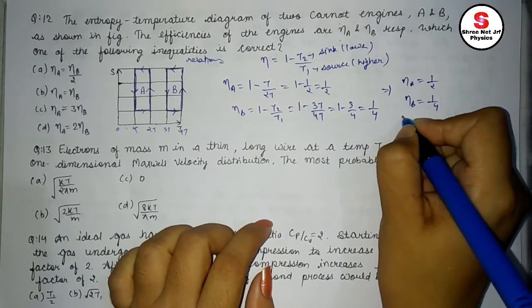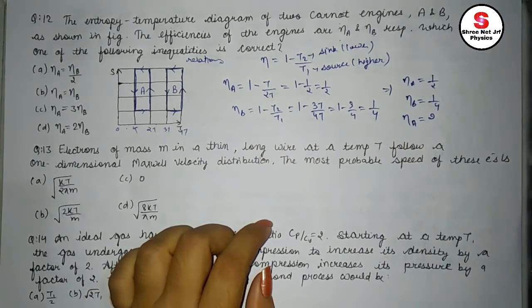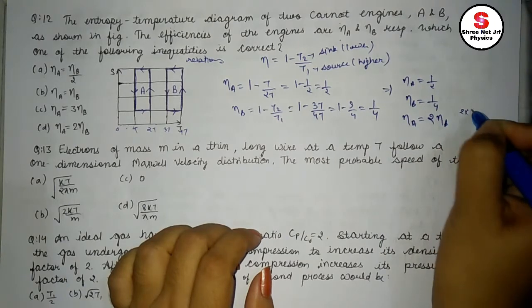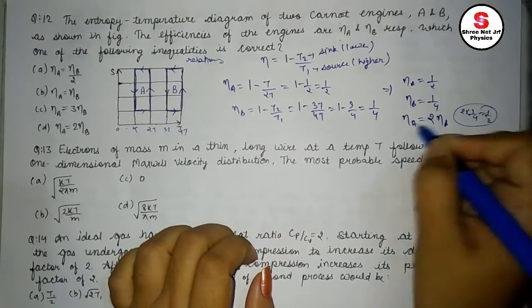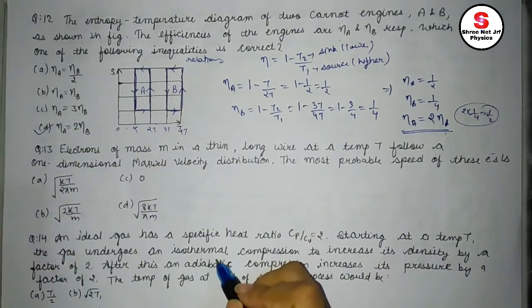This implies that eta A equals twice of eta B. 2 into 1 by 4 equals 1 by 2, right? So eta A equals twice of eta B. Option D is our right answer.